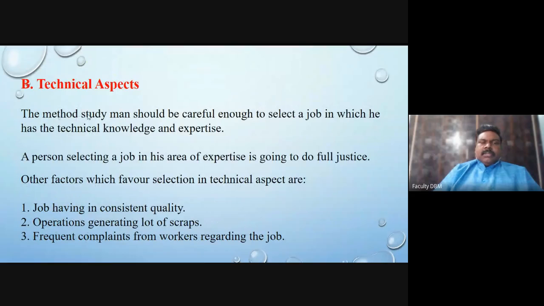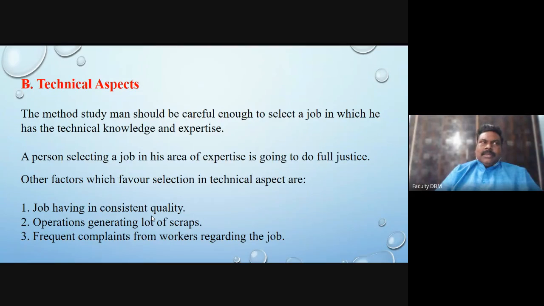Technical aspect. The method study should be careful enough to select a job which has technical knowledge and expertise. A person selecting a job in his area of expertise is going to do full justice. So here, the technical aspects of the job: having consistent quality. The quality means that the particular job should directly increase the quality. Then only do we need to take it.